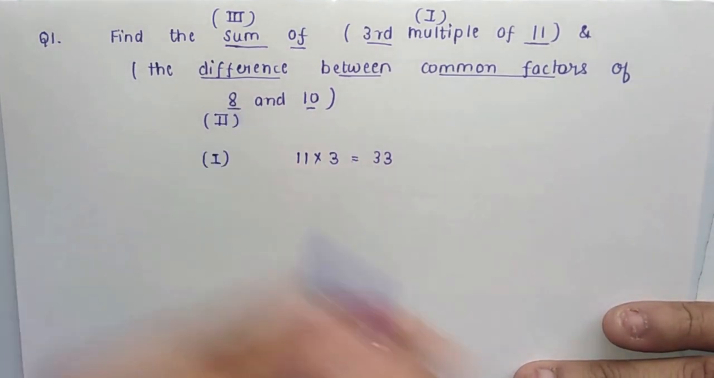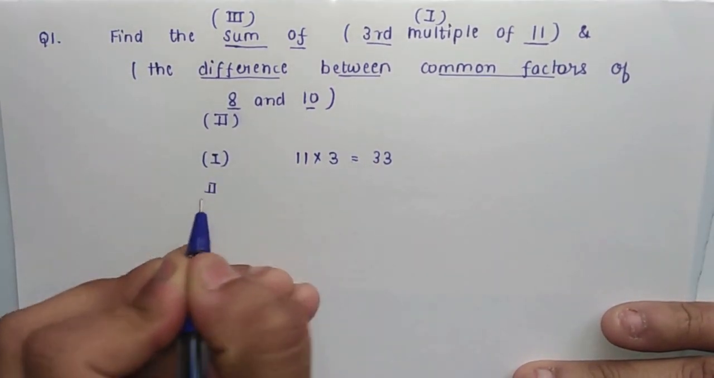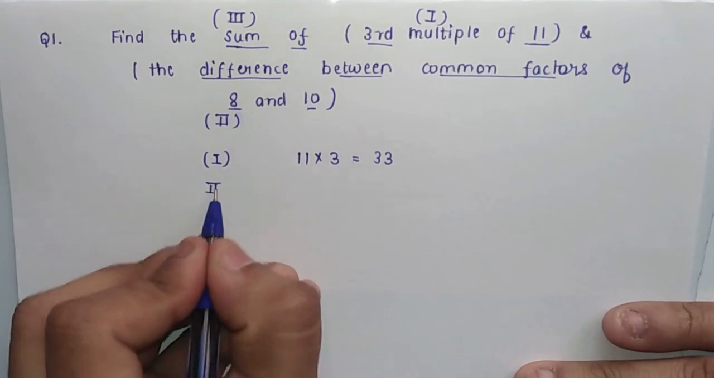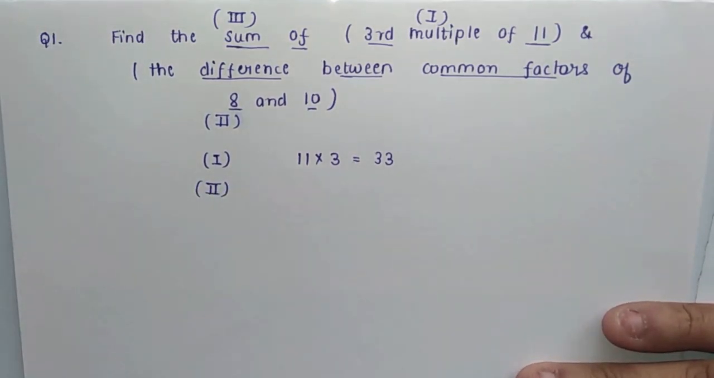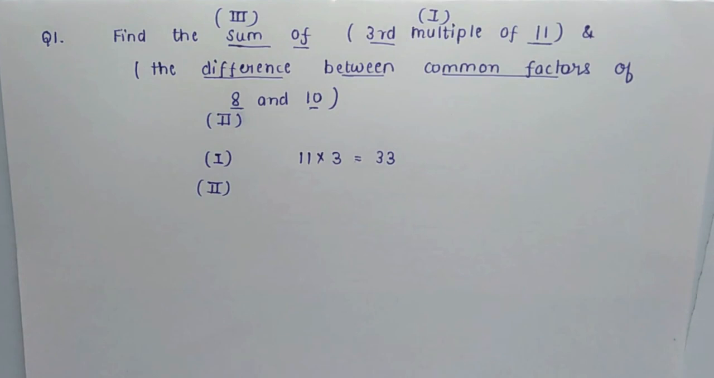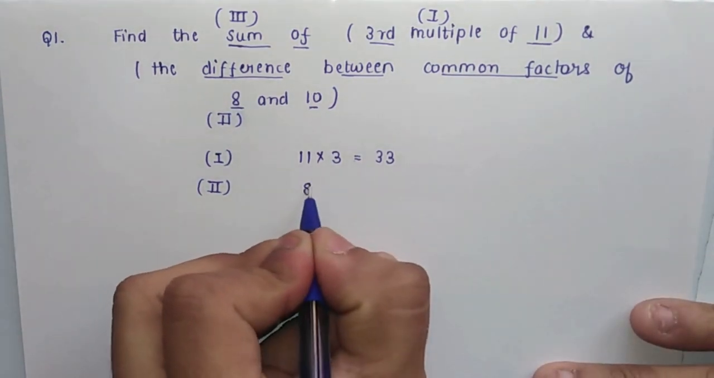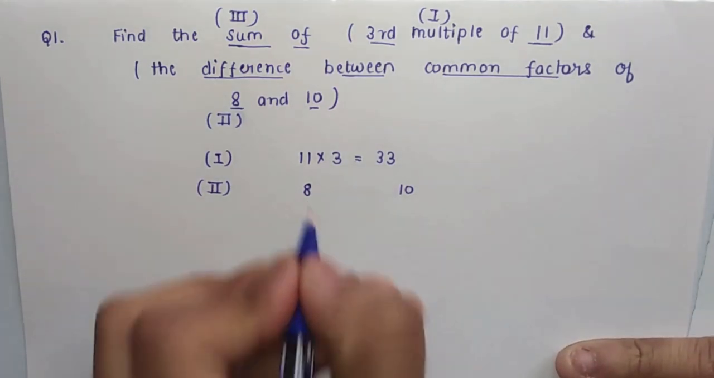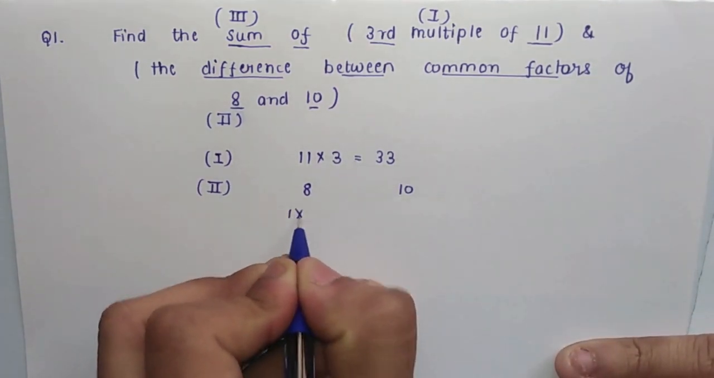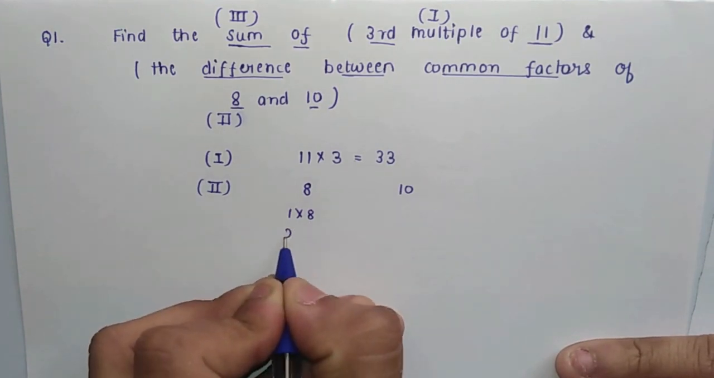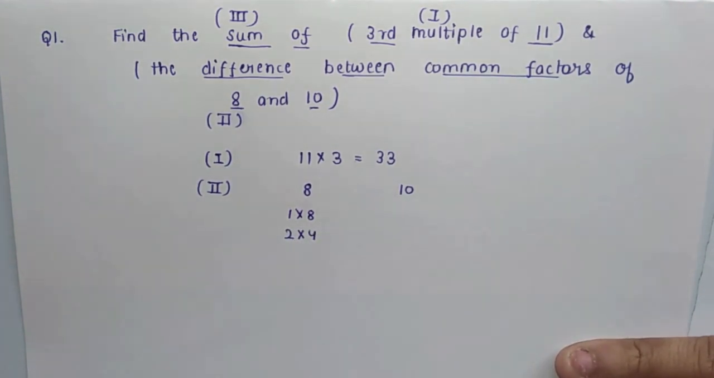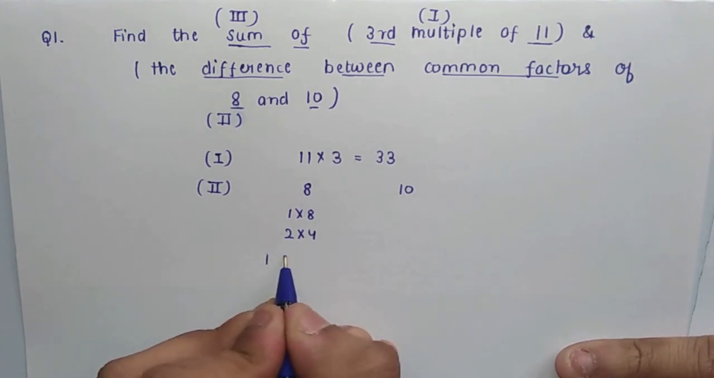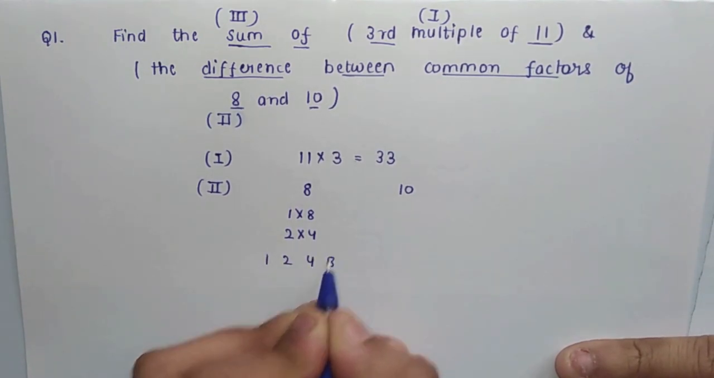Similarly, we will have to calculate this for the second part. We have to calculate the difference between the common factors. So first, we have to calculate the factors of 8 and 10, and then we have to get the common factors for both of them, and then we will take the difference. So let's start with the factors of 8. 8 can be written as 1 times 8 or 2 times 4. So the factors will be equal to 1, 2, 4 and 8.